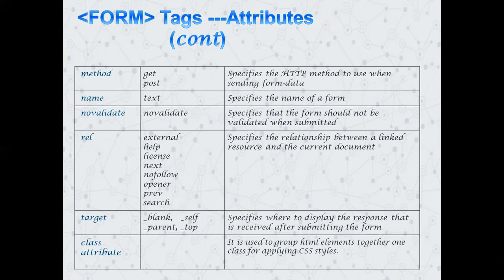Okay, next is the class attribute. Why do we use the class attribute? To define a group of elements or a group of tags to give a specific CSS style. For example, if you want the heading and paragraph to have the same style, the same font, the same color, then we can use the class attribute.